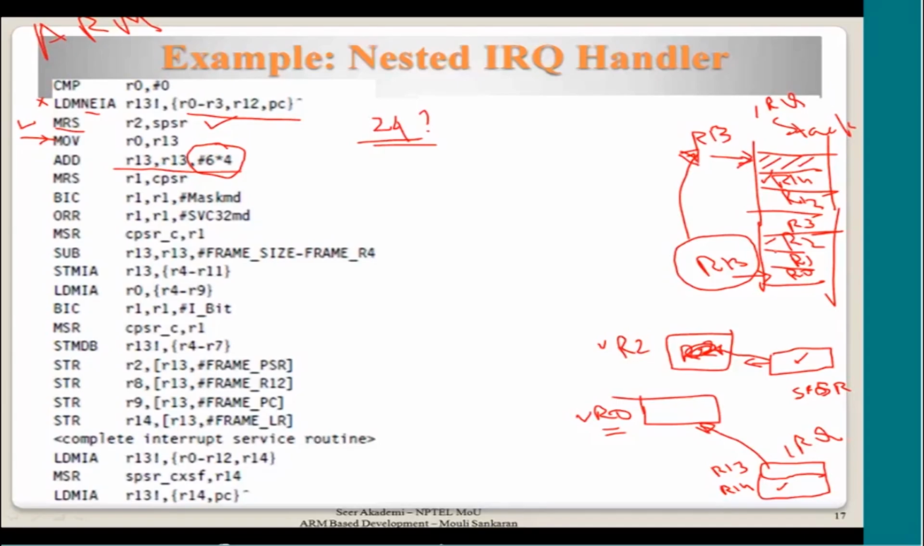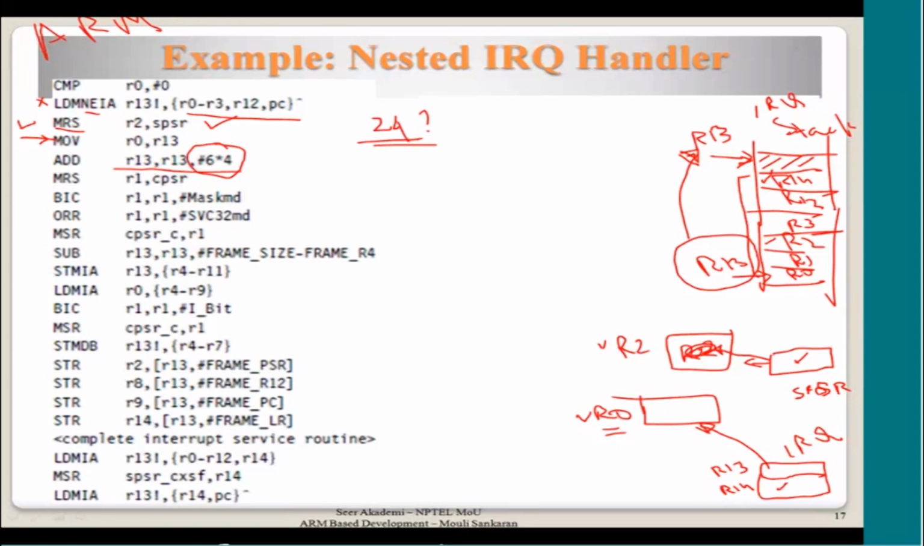Okay, if you want to and if you can. But actually speaking, we have not restored this value into some other place. These values are very important, because these register values are in the stack, we are overwriting these registers.